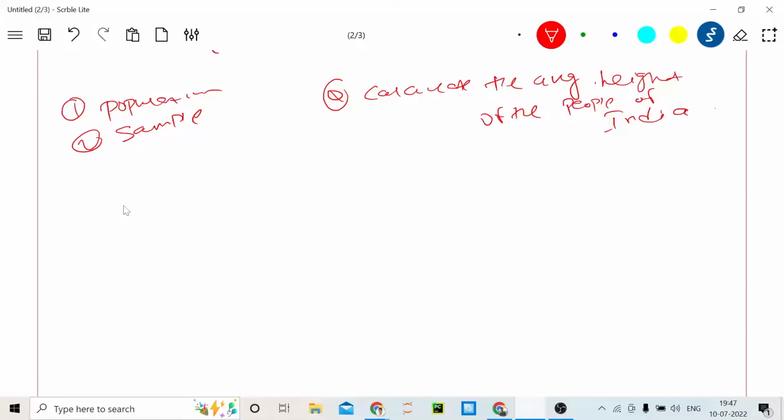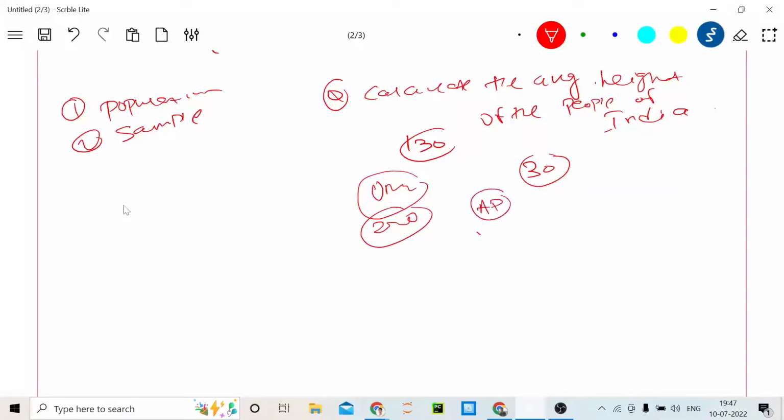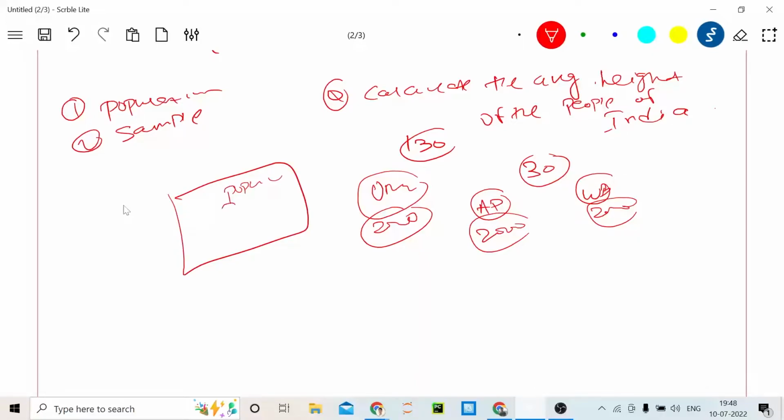You are supposed to go to each person living inside India and calculate the height, but you are not able to go to each and every person in the population. India is 130 crore people, and going to everyone is not practically possible. Then what will you do? Suppose you divide it into 30 states, and you go to Odisha and collect 2000 data, go to Andhra Pradesh and collect 2000 data, go to West Bengal and collect 2000 data. If this is your population, what comes inside it is the sample. The sample is the sub part of the population, called the subset. The subset of the population is nothing but the sample.